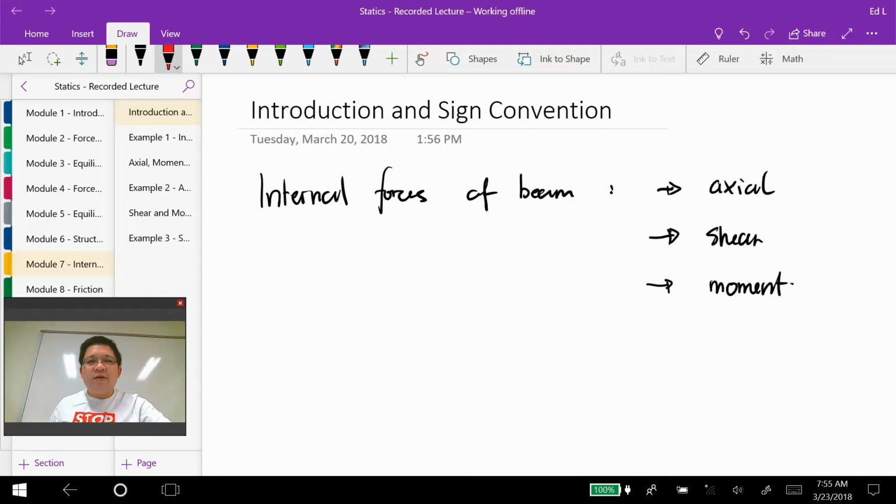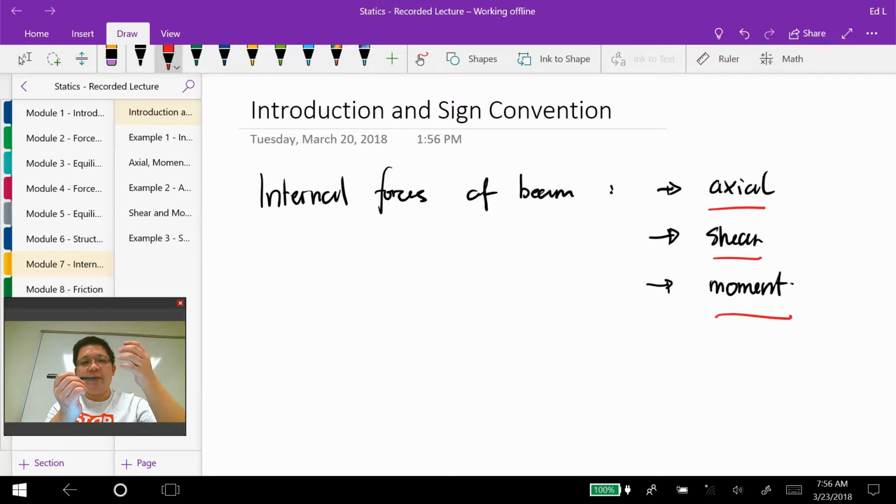Hi everyone, in this lecture we are going to start a new module related to internal forces of a beam. In module 5 we introduced that there are three internal forces in a beam, which are axial force, shear force, and moment. These internal forces are the effects that occur internally in a beam that is properly constrained from its rigid body motions, and then it is subjected to applied loads.